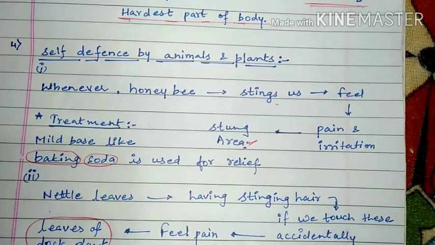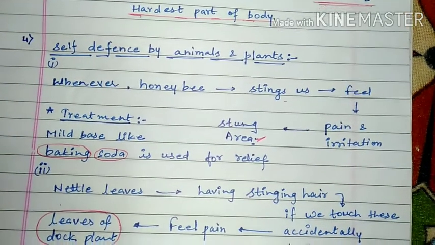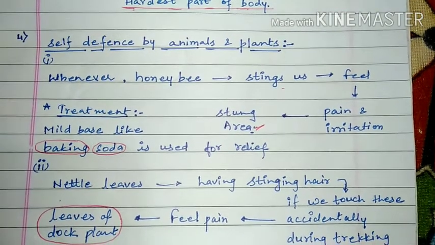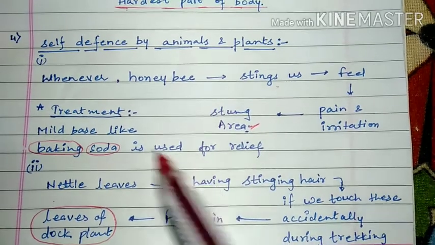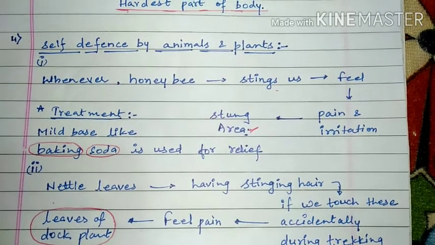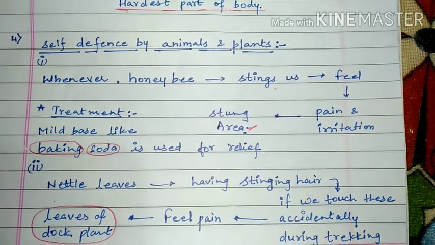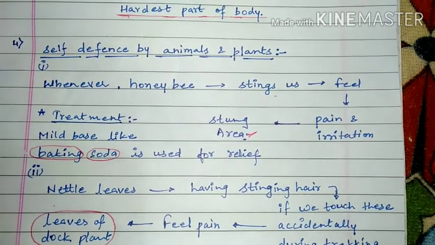Most insects release formic acid. Like the red ant also releases formic acid, and the honeybee also releases formic acid, which is also known as methanoic acid.